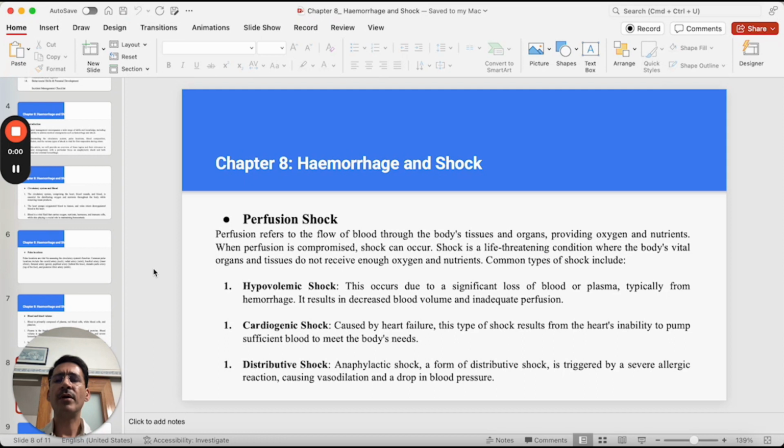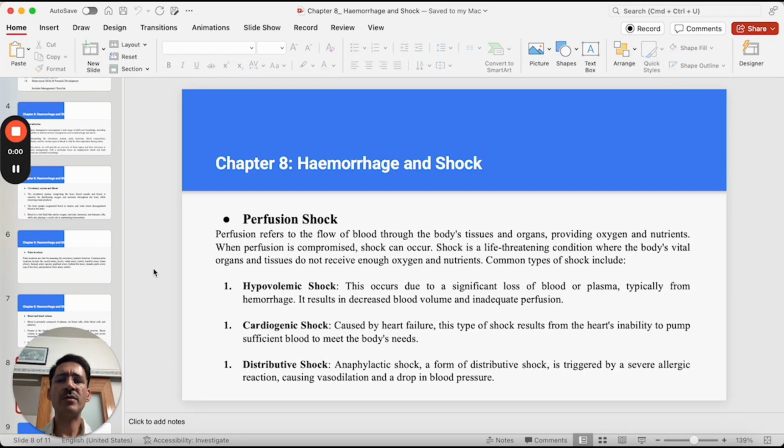Perfusion and shock. Perfusion refers to the flow of blood through the body's tissues and organs, providing oxygen and nutrition. When perfusion is compromised, shock can occur. Shock is a life-threatening condition where the body's vital organs and tissues do not receive enough oxygen and nutrients. Common types of shock include hypovolemic shock. This occurs due to a significant loss of blood or plasma, typically from hemorrhage. It results in decreased blood volume and inadequate perfusion.